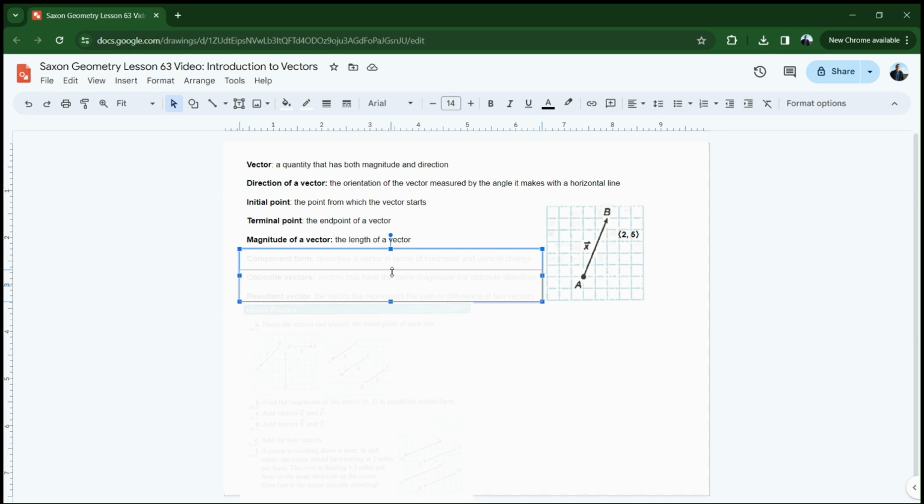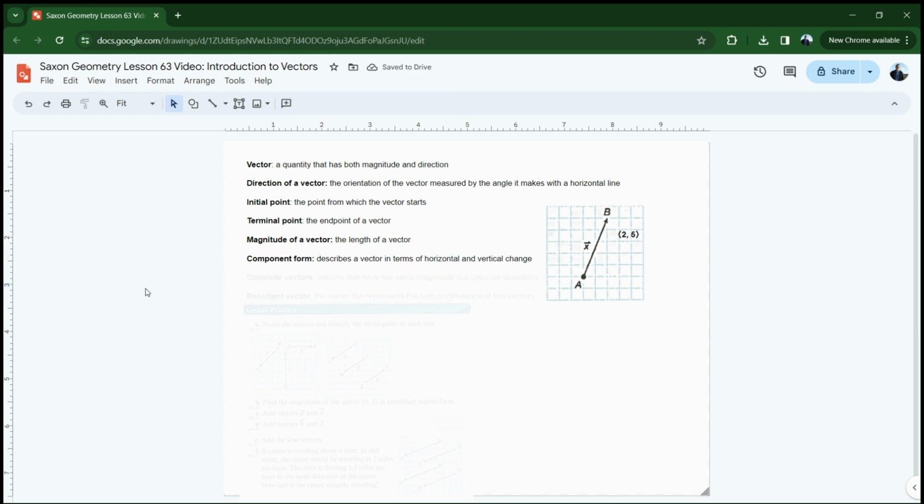Okay, now here's where that angle bracket comes in. The component form of a vector describes a vector in the simplest possible way. That's one of my favorite things about this lesson. It is very focused on what's called the component form of a vector. So I could give you the actual length of this vector if I wanted to.